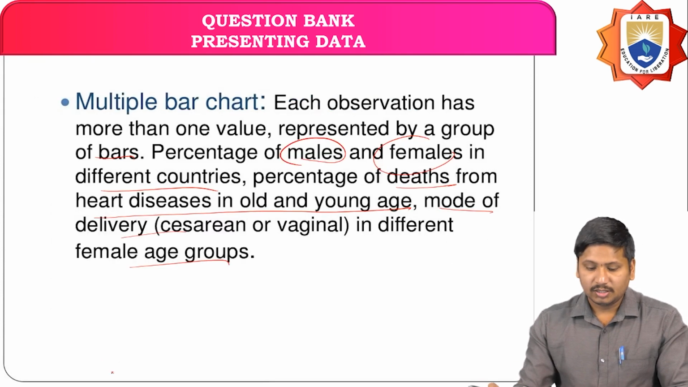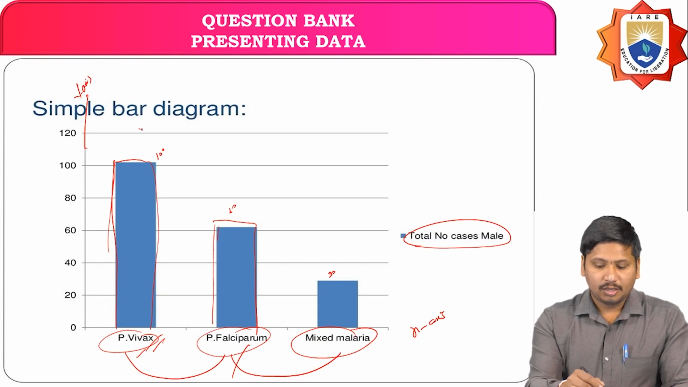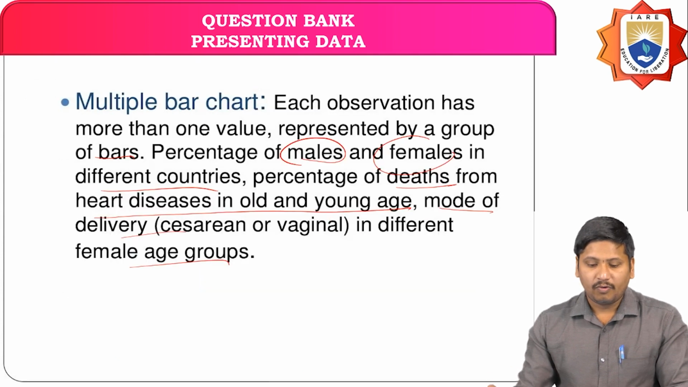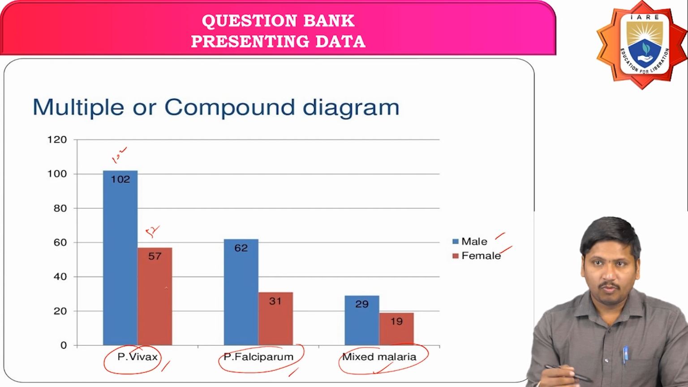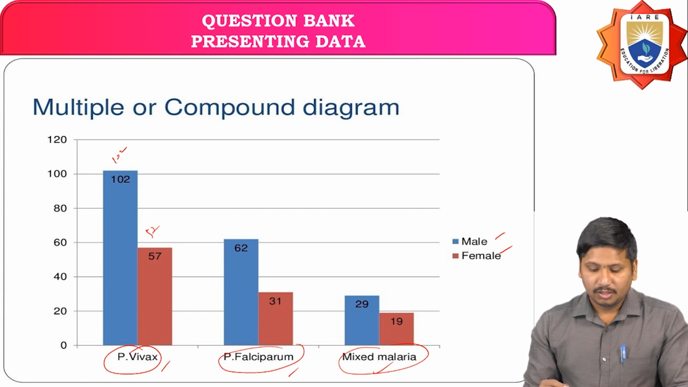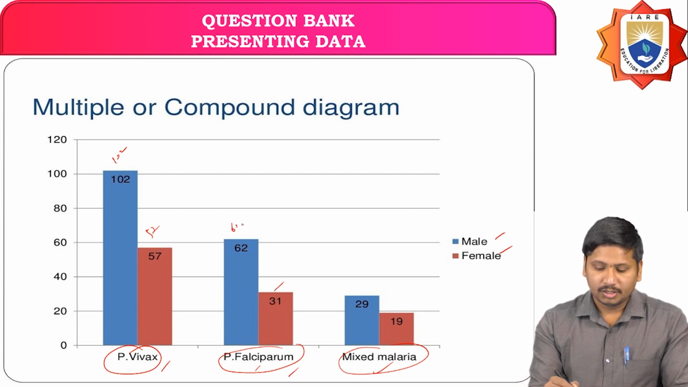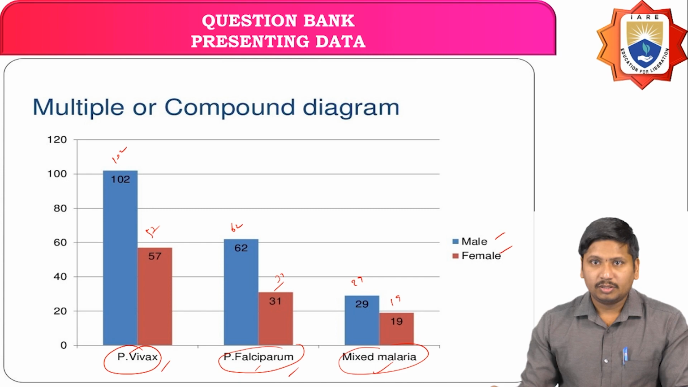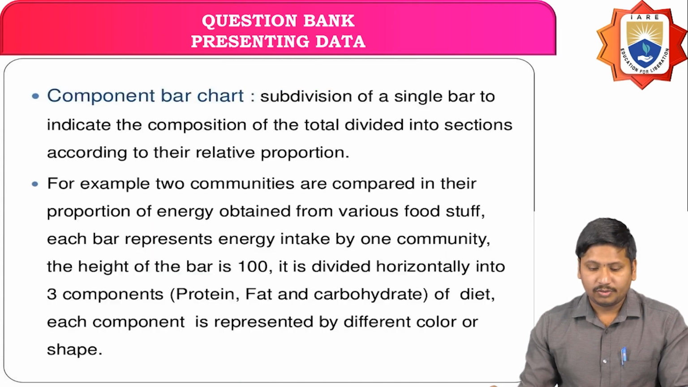The previous one considered a single criterion, but if I want to go for multiple, that means male and female, I have to make use of this multiple bar diagram. Similarly, for males affected with falciparum disease it should be 62 and this should be 31, and for mixed malaria the male is 29 and this one is 90. Thus I can compare the two variables for a single variable.